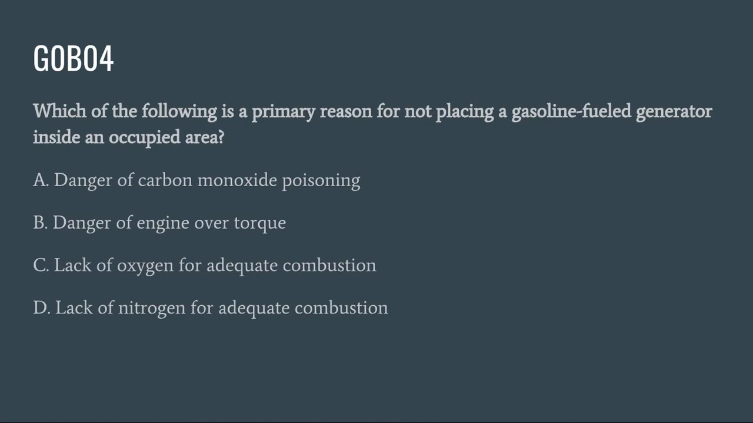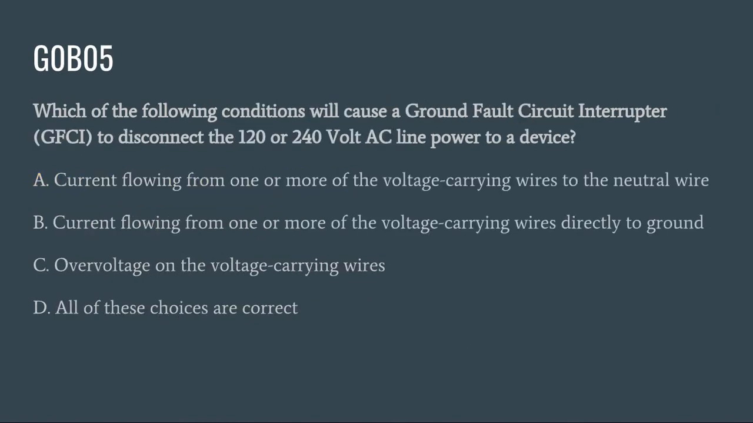G0B04. Which of the following is a primary reason for not placing a gasoline-fueled generator inside an occupied area? A. Danger of carbon monoxide poisoning. B. Danger of engine over torque. C. Lack of oxygen for adequate combustion. Or D. Lack of nitrogen for adequate combustion. The correct answer is A. Danger of carbon monoxide poisoning.